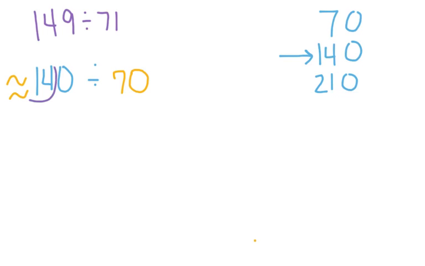Again, I'm going to do 14 divided by 7, which is 2. Now when I look, I know that each 0 represents 10. 10 divided by 10, that allows those to cancel out. And I know that my answer is going to be in the ballpark of 2.